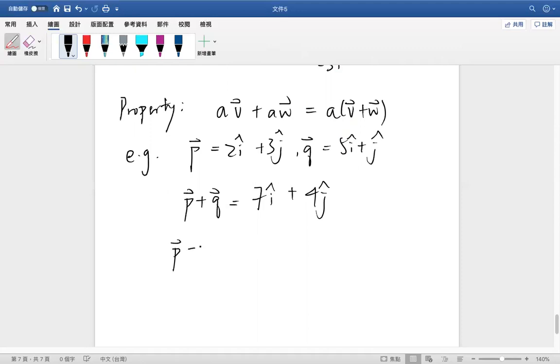Okay, let's do one more. For example, p minus 2q. p minus 2q is also easy. Just 2i plus 3j minus 10i minus 2j. So you just subtract the i and j components. The first one is negative 8i. The second one is positive j. So you see, it's very convenient to work with this ij notation. All right. Next one.